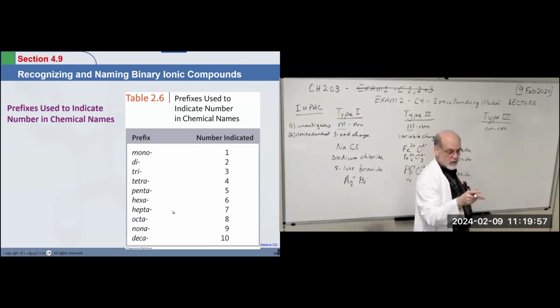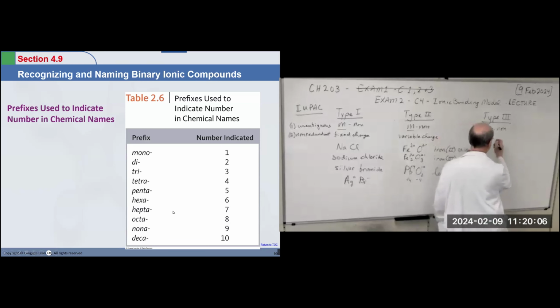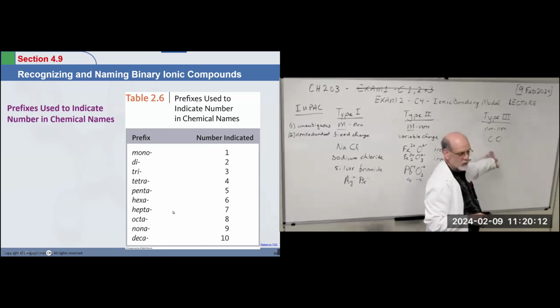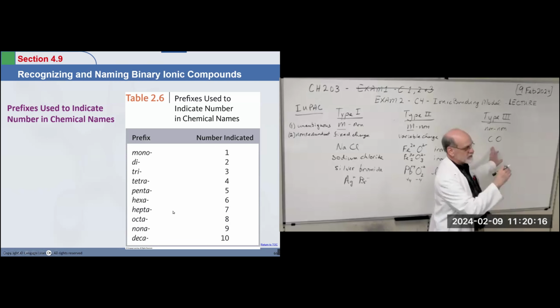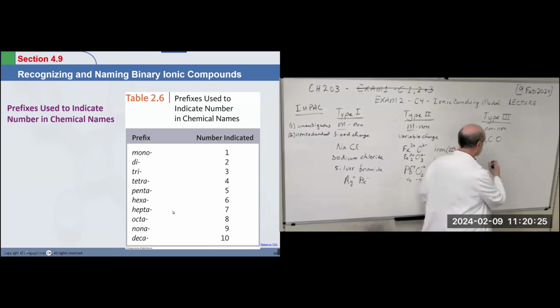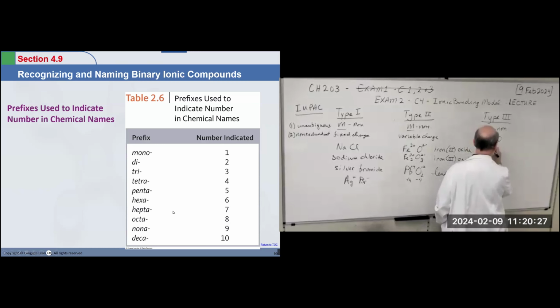Now, this goes back to your question about which one comes first. Let's use carbon and oxygen. If we combine one carbon and one oxygen, why did I put them in that order? Why didn't I just say OC? Because carbon is to the left of oxygen. It's toward the more metallic side. So it gets the cation position. So we would name this one carbon.